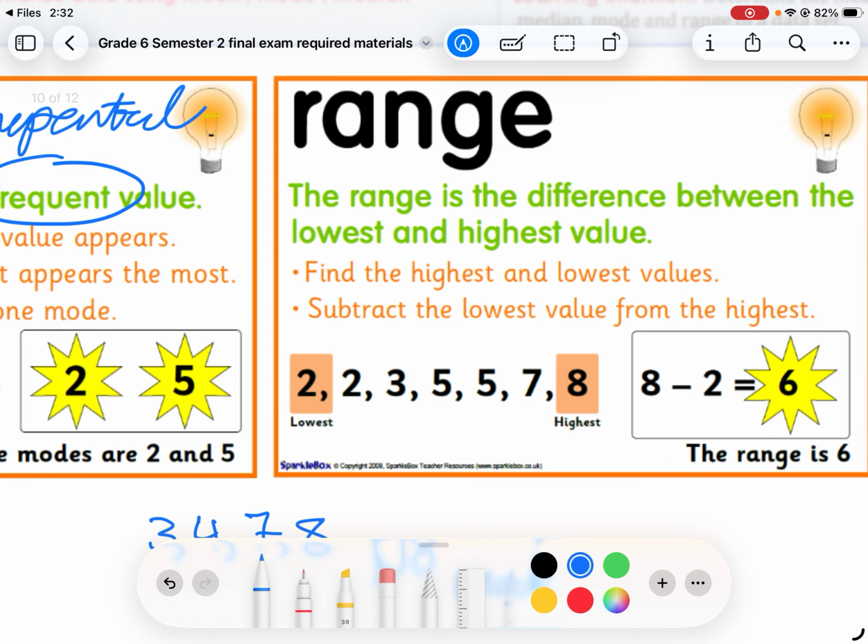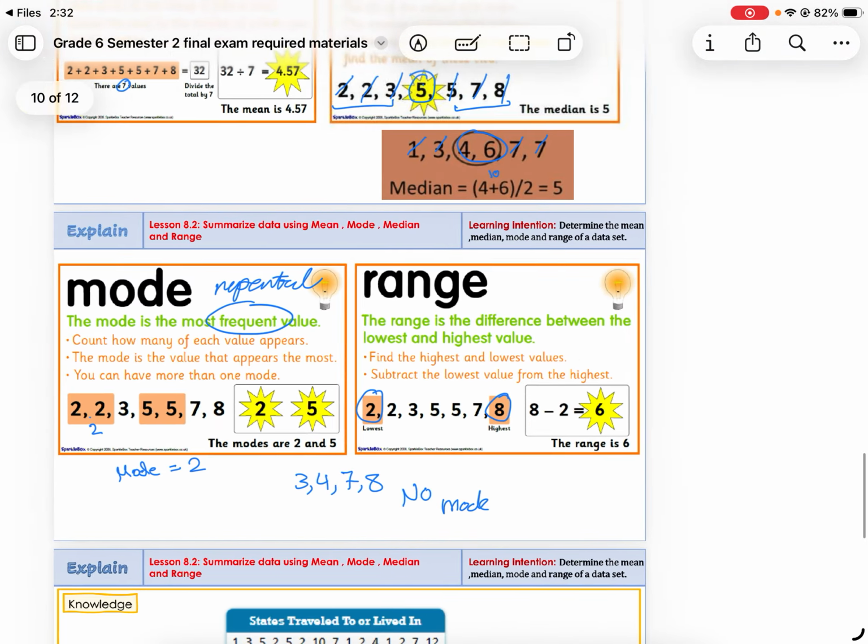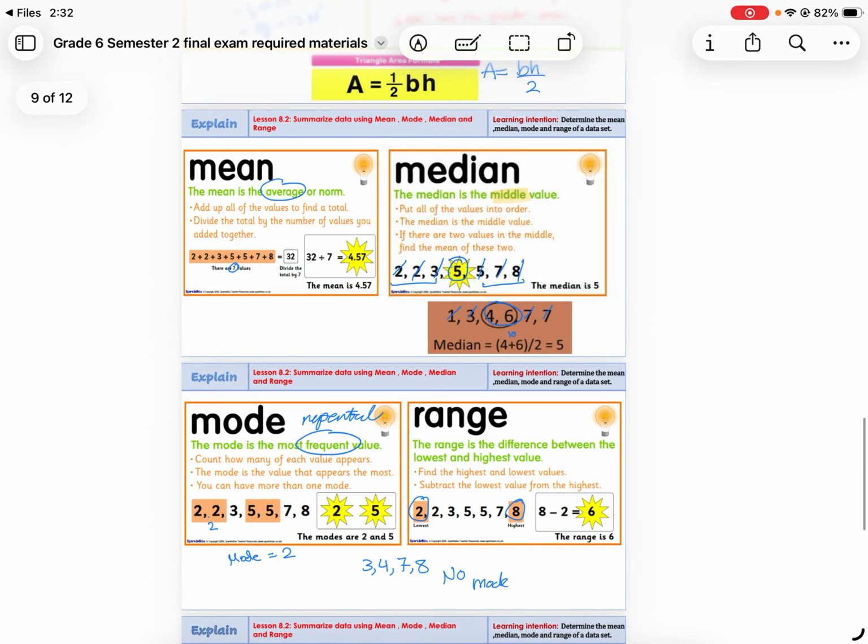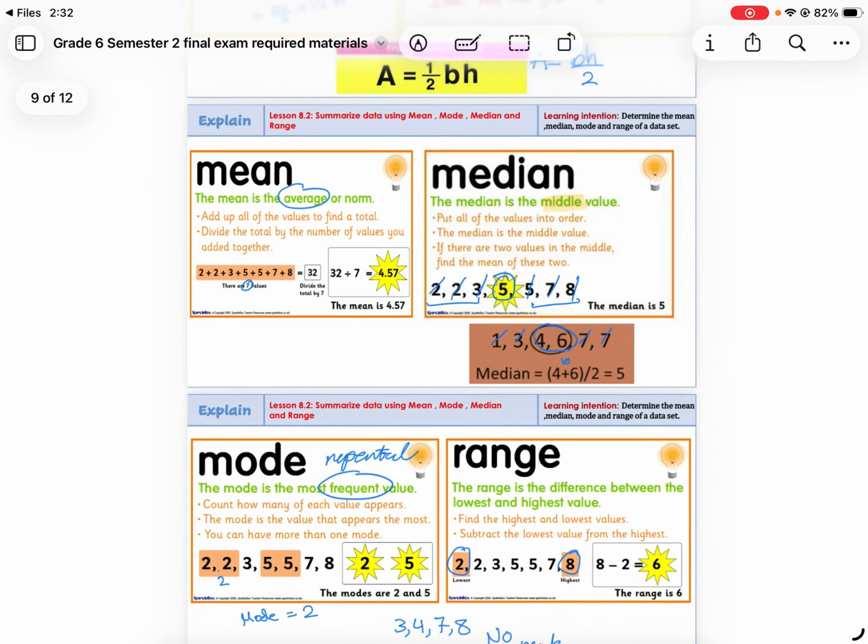The range is the easiest thing. You just find the difference between the highest and the lowest. So all you have to do is take the highest value minus the lowest value, and that will be your range. Highest minus the lowest, or you subtract the lowest from the highest. Okay, that's it. So these are the 4 important parts.